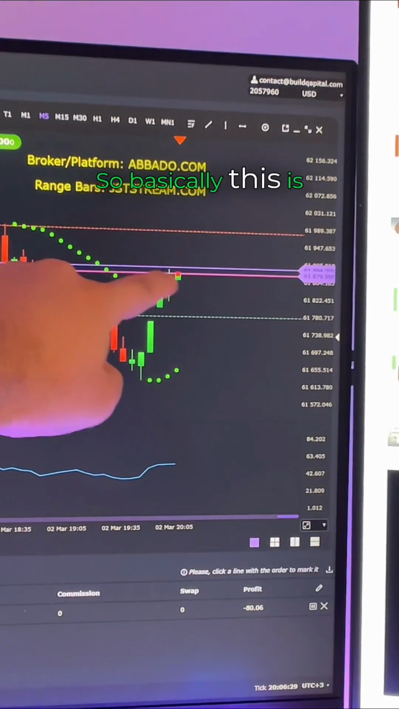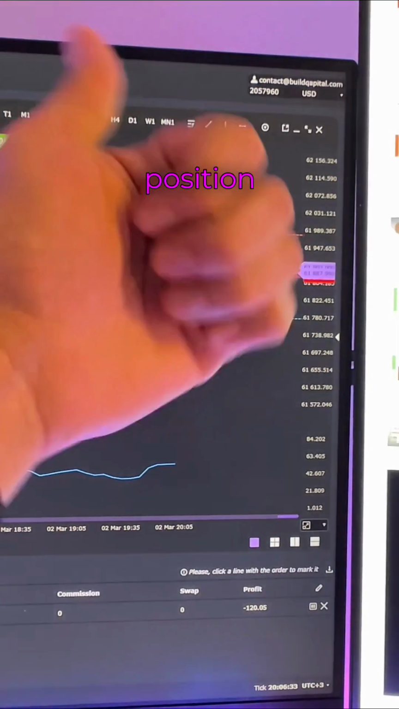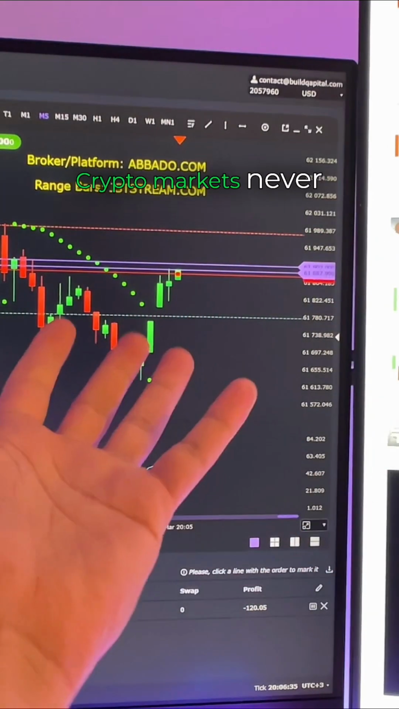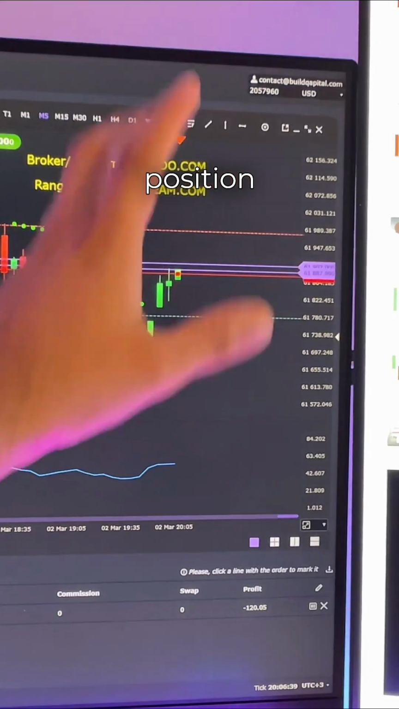So basically, this is my entry right here. This is where I entered the short position. Yeah, Jet, for sure. Crypto markets never close, which is actually amazing. So right here, I entered a short position, which is a sell trade.